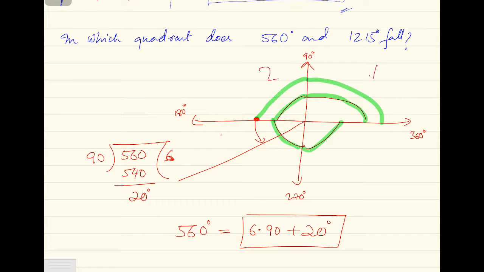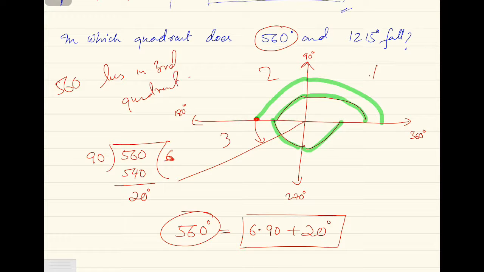1, 2 and 3. So this lies in which quadrant, everyone? Third quadrant. So 560 lies in the third quadrant. I hope you have understood this. I want you to copy this question and understand this solution. Have you understood this, everyone?